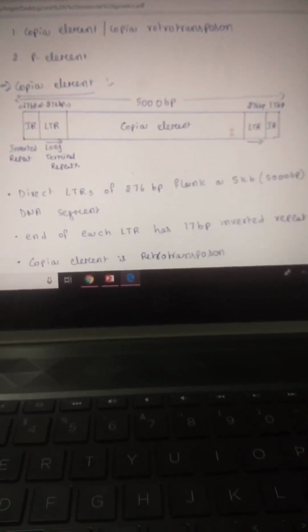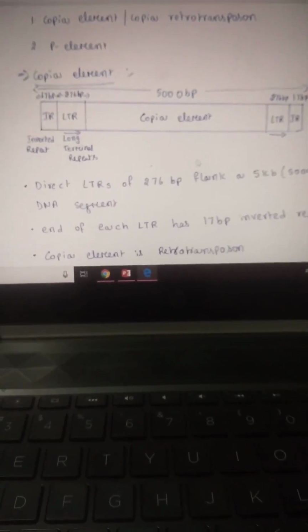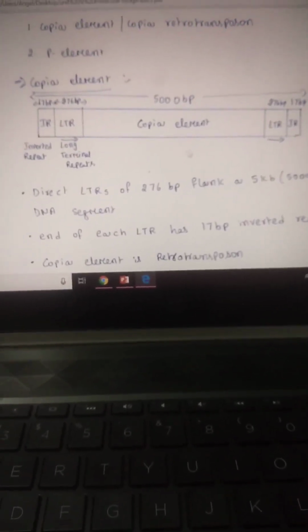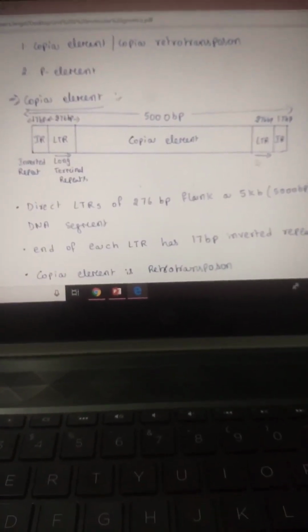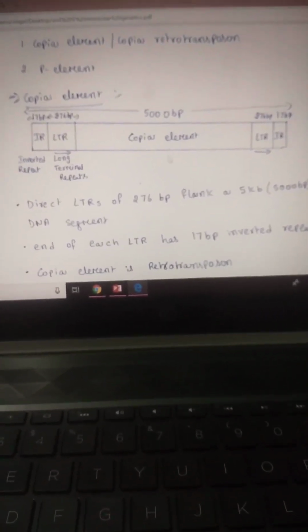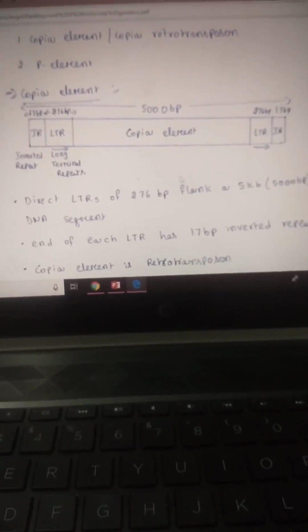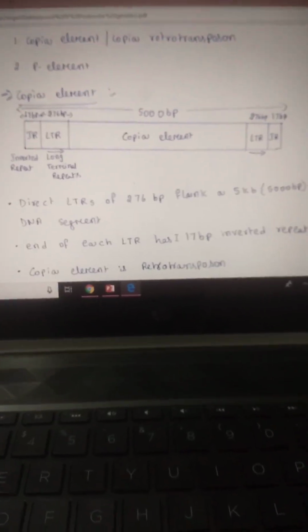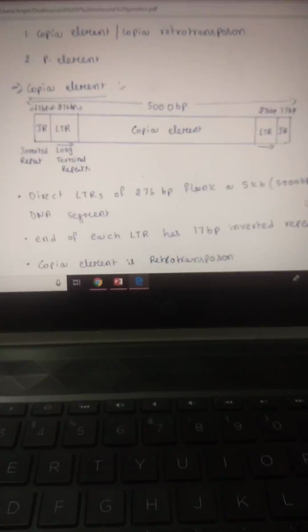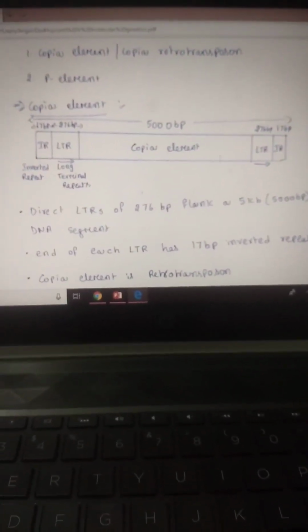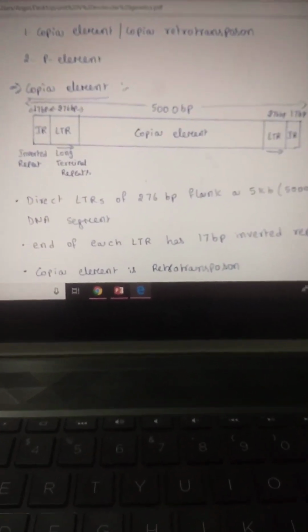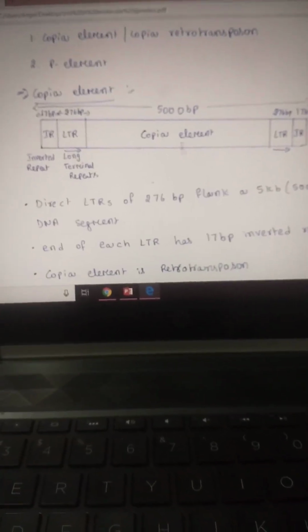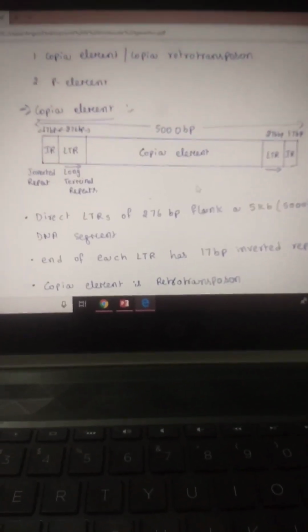Coming to the transposition of the copia element, how it is moving from one place to another. The copia element shows retrotransposition, that is, it is moving via RNA intermediates. The copia element first synthesizes mRNA, then the mRNA will be reverse transcribed to DNA, and then that DNA will be inserted into a new location. That's why it is called a retrotransposon. The copia element is a retrotransposon because it is moving via an RNA intermediate.